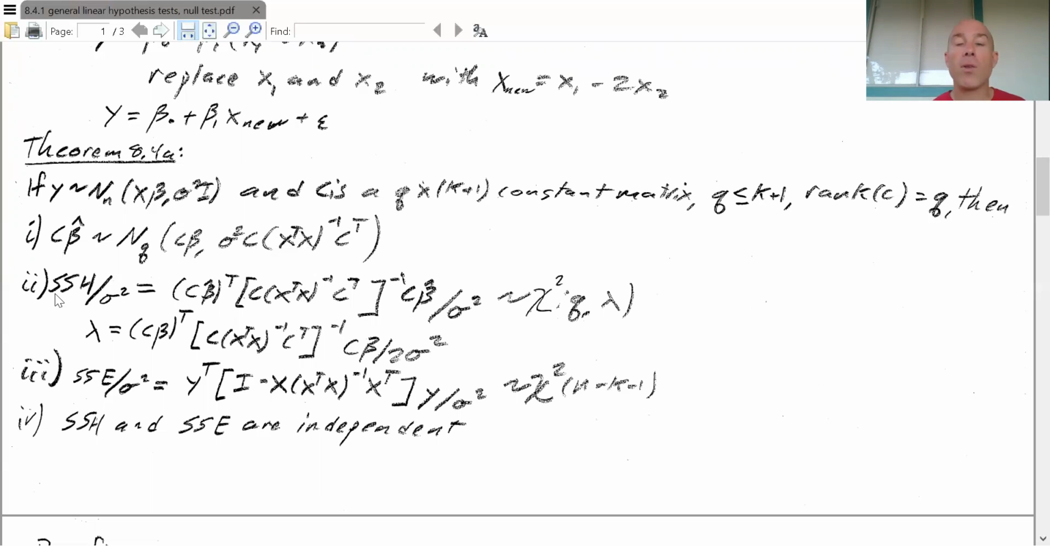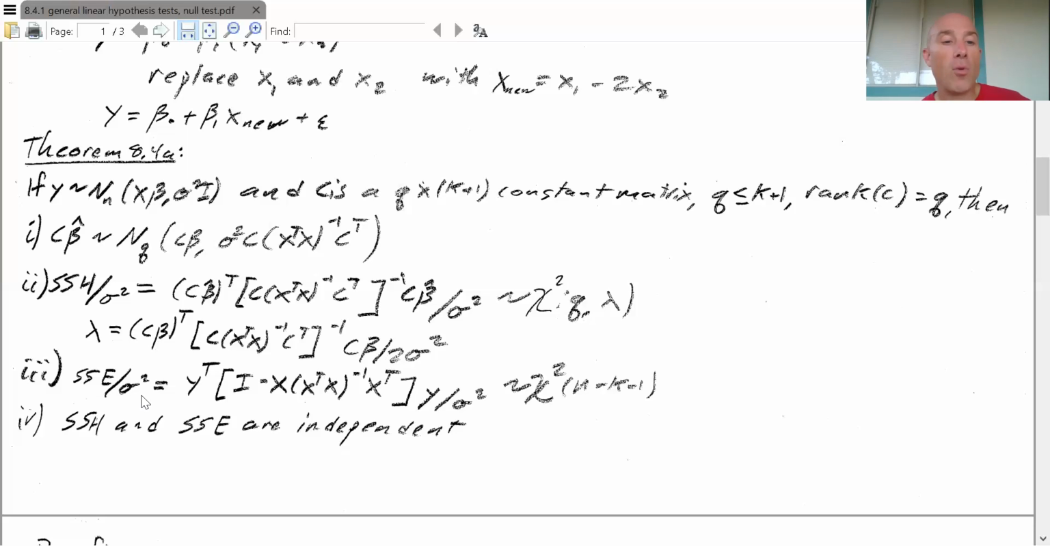All right, so now if we were to look at the sum of squares H divided by sigma squared, we can see that this whole term is going to be chi-squared distributed with Q degrees of freedom and non-centrality parameter of lambda. All right, so on the left, we have C beta hat transpose. On the right, we have C beta hat. That should be familiar. And then we have that covariance term, except the sigma is missing. And then divided by sigma squared. And then here, this looks very similar to the other non-centrality parameters that we've talked about so far.